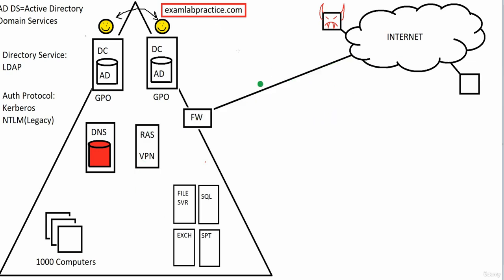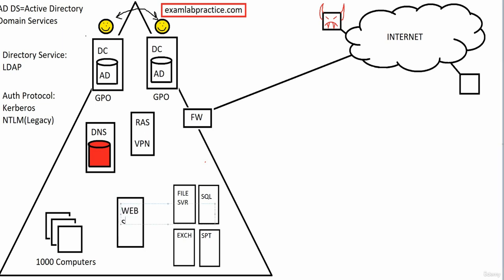Now, the other thing that I want to talk to you about here is what happens when a company needs to have a service that is exposed to the internet. For example, let's say that your company is going to host their own web server, okay? So you set up a web server. All right, maybe this is going to be www.examlabpractice.com or whatever, and people from the internet need to be able to get to it anonymously. Well, how are you going to do that? Where are you going to put that web server?